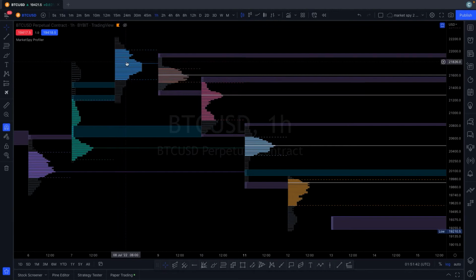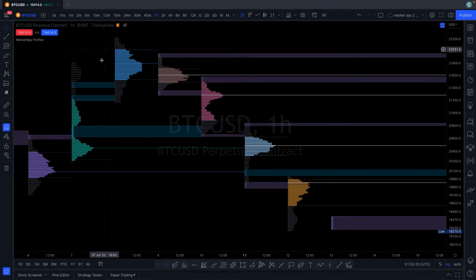Your colored area here is called your value area. And that is where 70% of all of the trades happened during the day. These non-colored areas are called your non-value area. And this is where the remaining 30% of the day was, the extremes. And same with this. Even though the profile looks different, this is still your value area. You have a small non-value, and then you have more non-value to the top. So it doesn't matter the shape of the profile. The colored area will always be your value area.